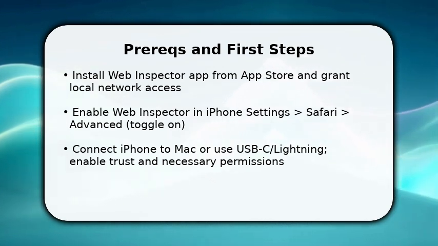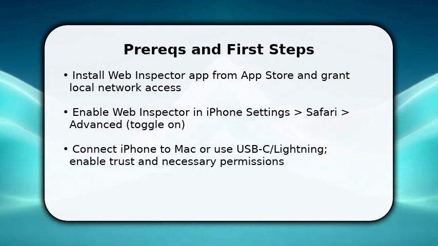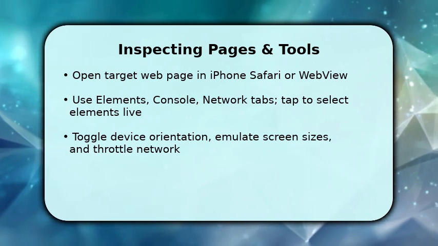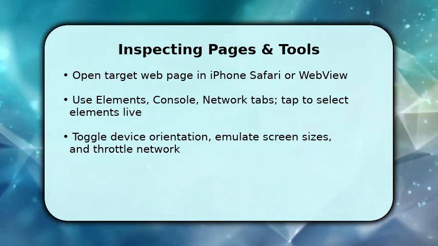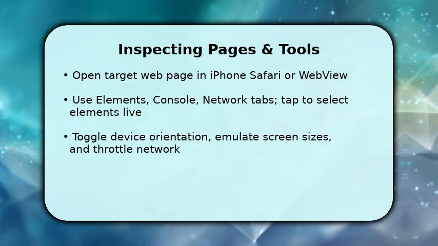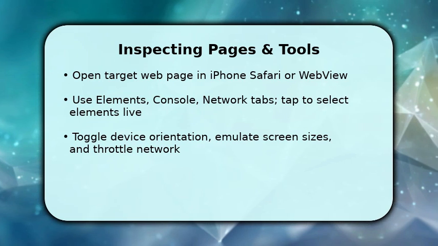Tap Pair in the app and accept pairing prompts on your Mac or within the app so you can begin inspecting live pages. Once paired, navigate to the web page you want to inspect on the iPhone. You'll use Elements to view DOM and styles, Console for runtime logs and commands, and Network for requests and timing. Tap any element to highlight and edit properties live.